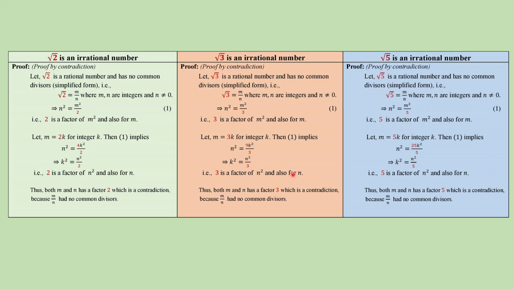So 3 is a factor of both m and n. This is a contradiction because at the beginning we assumed that there is no common divisor. So square root of 3 cannot be a rational number. That means square root of 3 is an irrational number. And the same way you can prove this one. So now you can prove any number, like square root of 7 is an irrational number, square root of 11 is an irrational number, square root of 13. So I think now you can prove any of them. Thanks for watching.